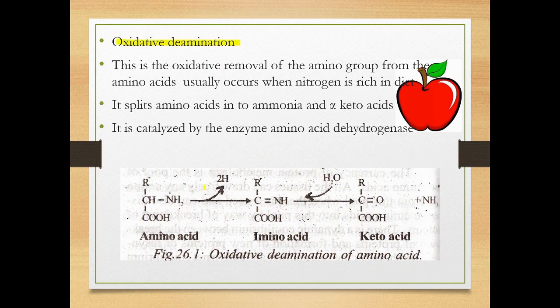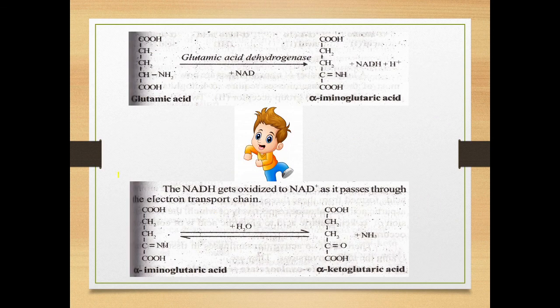Removal of the amino group from amino acids usually occurs when nitrogen is rich in the diet. When more nitrogen from protein comes into the diet, oxidative deamination takes place. It splits the amino acid into ammonia and a keto acid. It is catalyzed by the enzyme amino acid dehydrogenase. These hydrogen atoms are removed by the amino acid dehydrogenase enzyme. Let's look at one example.